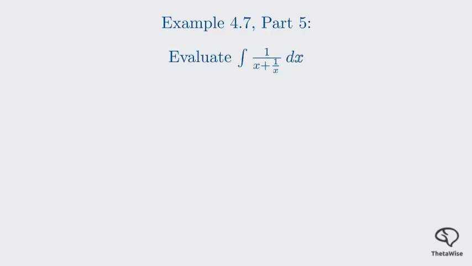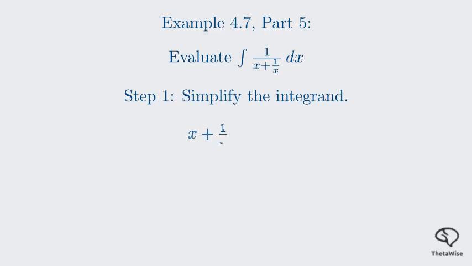Let's try another example where the substitution might not be immediately obvious. We need to evaluate the integral of 1 over x plus 1 over x dx. Here, there's no clear function and its derivative. So, step 1 is to simplify the integrand first. We can combine the terms in the denominator. A common denominator is x. So x plus 1 over x becomes x squared plus 1 all over x.